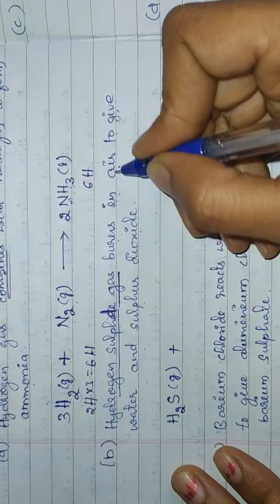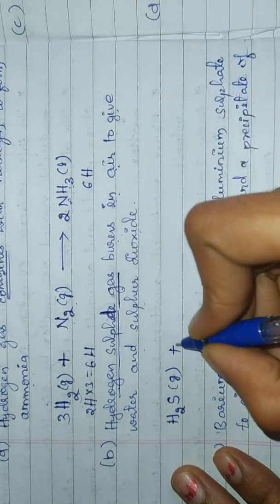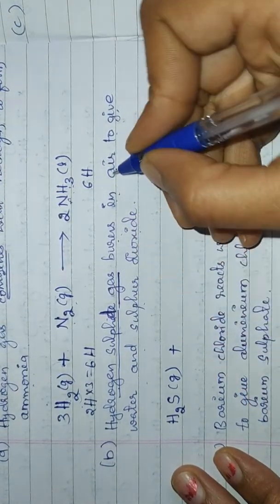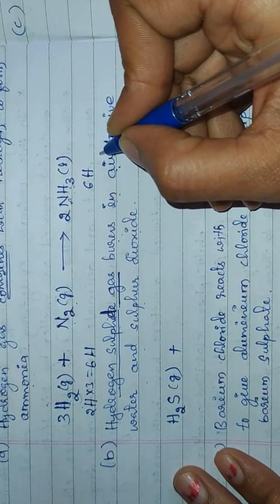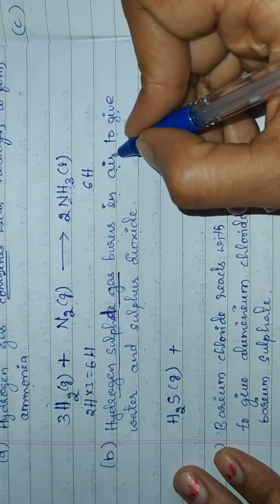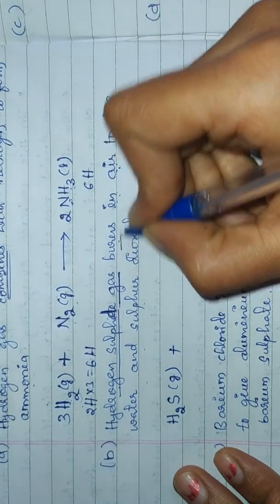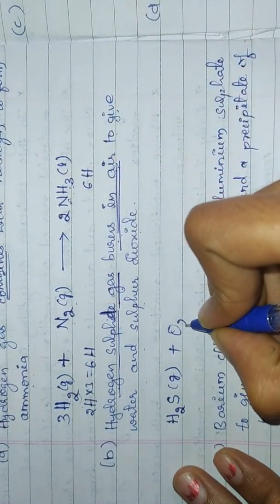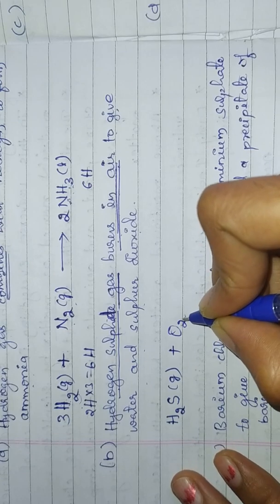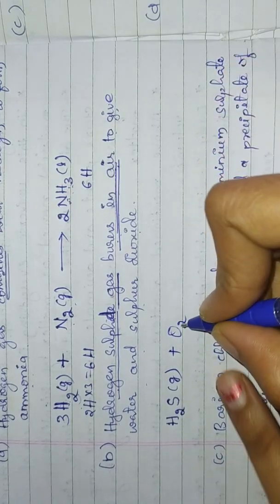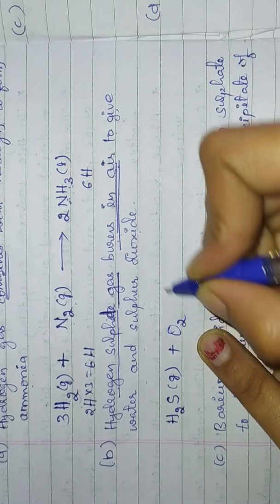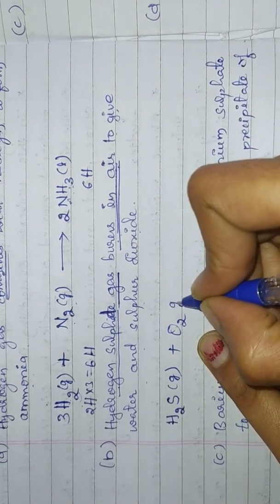It burns in air. In air, obviously, burning is supported by oxygen. In air a mixture of gases is present, so whenever they say it burns in air, we have to take oxygen, because oxygen is the supporter of the burning reaction, or combustion reaction. Therefore we have to take oxygen. Again, it is a gas.